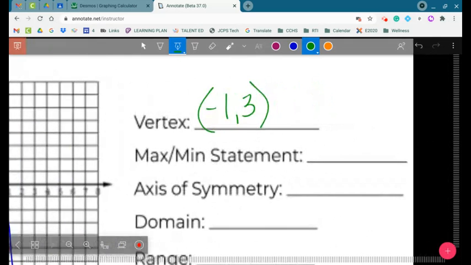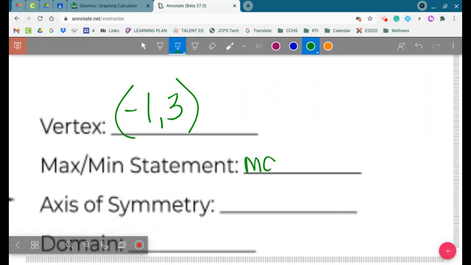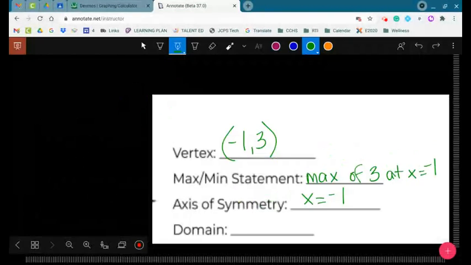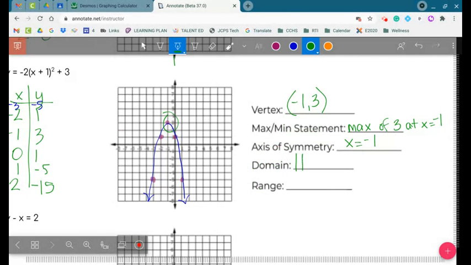It is a max, because it's the top, it's a max of 3 at x equals -1. My axis of symmetry is x equals -1 because that's that imaginary line. Our domain is always all real numbers, and then our y is going to be less than or equal to 3 because it's at 3 and going down.